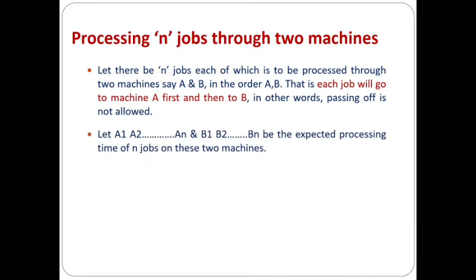And here A1, A2 up to AN and B1, B2 up to BN will be the expected processing times of n jobs on these 2 machines, that is machine A and machine B. By having this, we are going to solve this sequencing problem by using Johnson's algorithm.